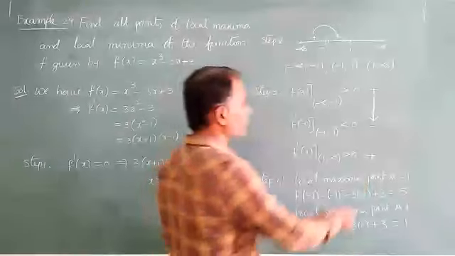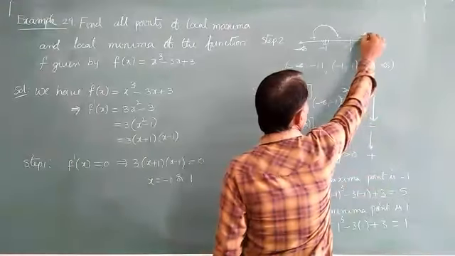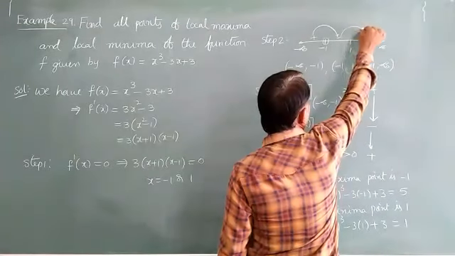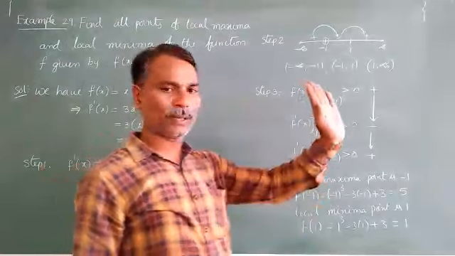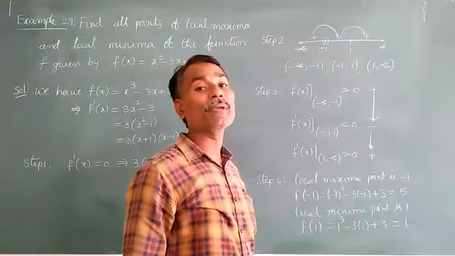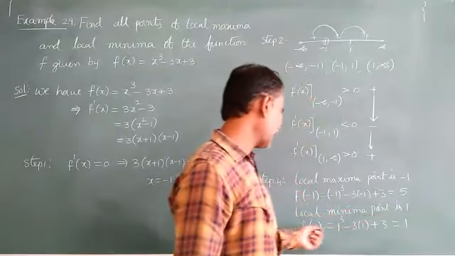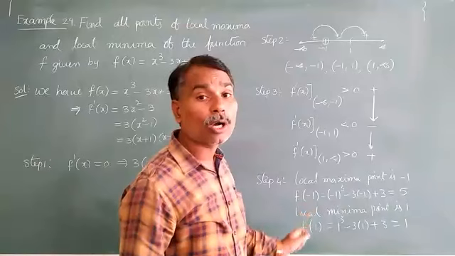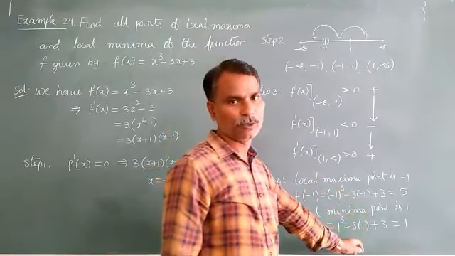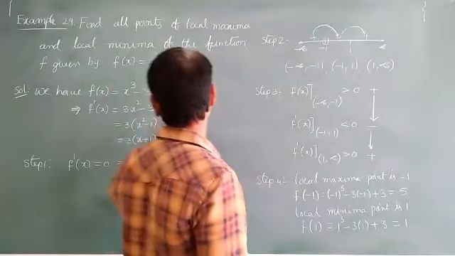And next, minus changing into plus. Where minus changes into plus, what do we get? Minimum. The local minimum point is 1. Then calculate f of 1, which is the local minimum value. And f of minus 1 is the local maximum value.